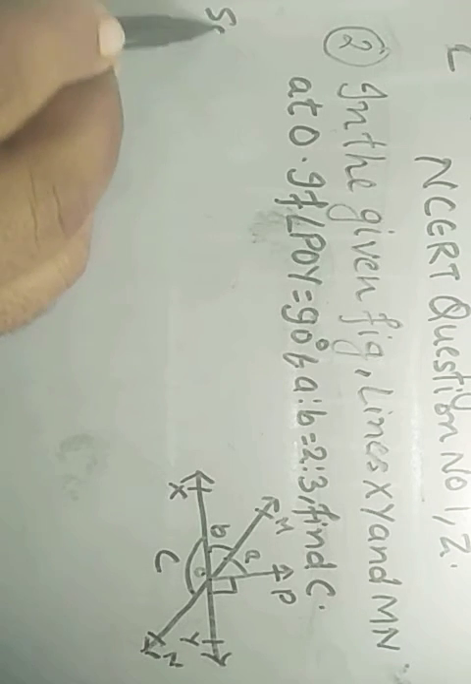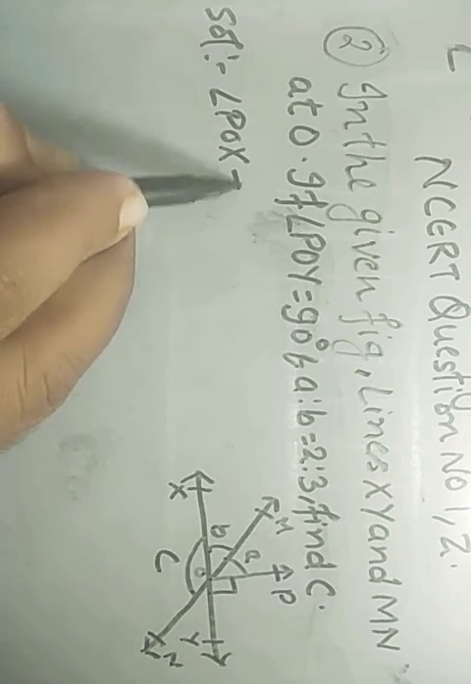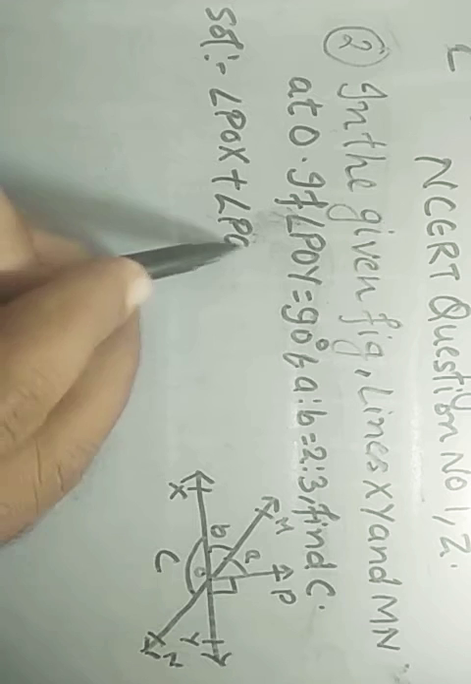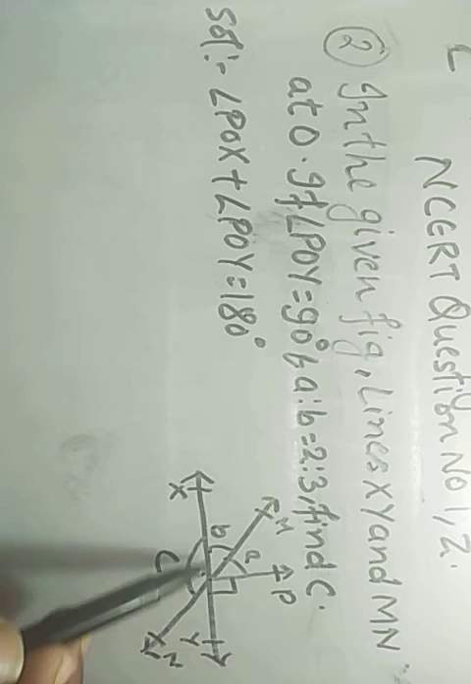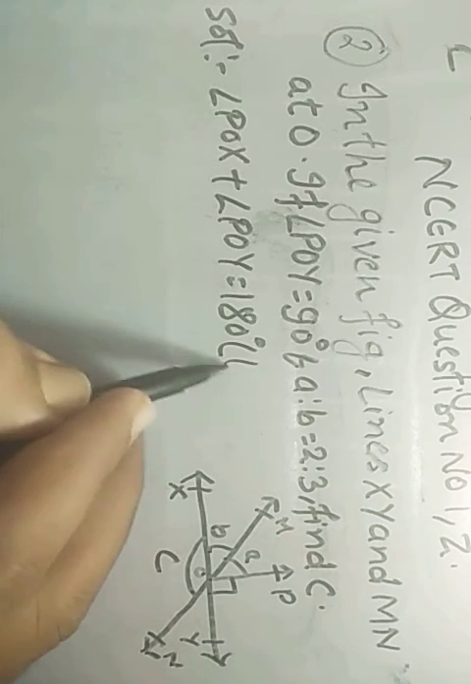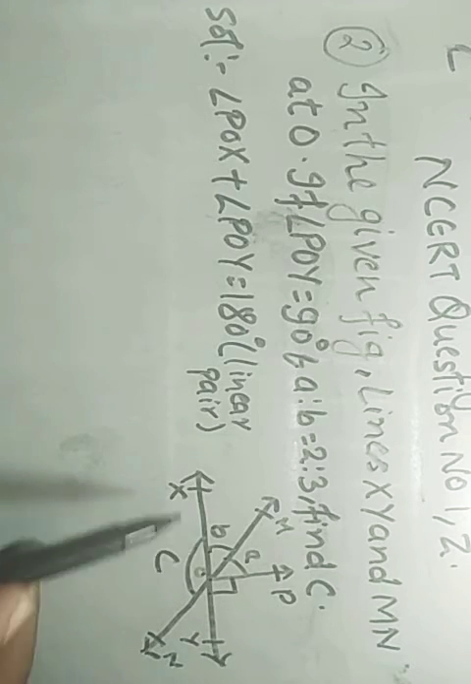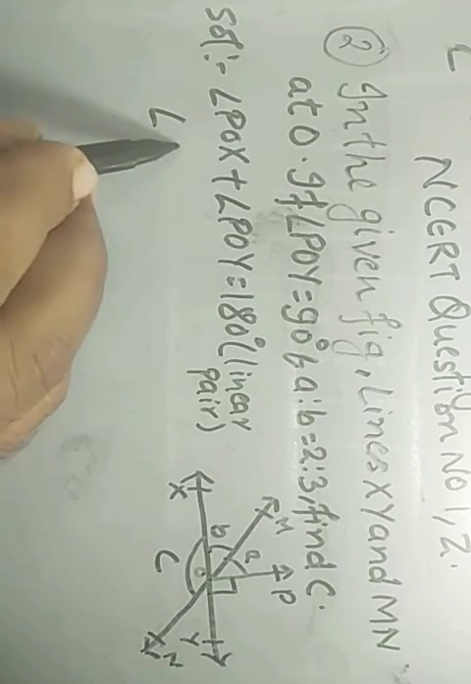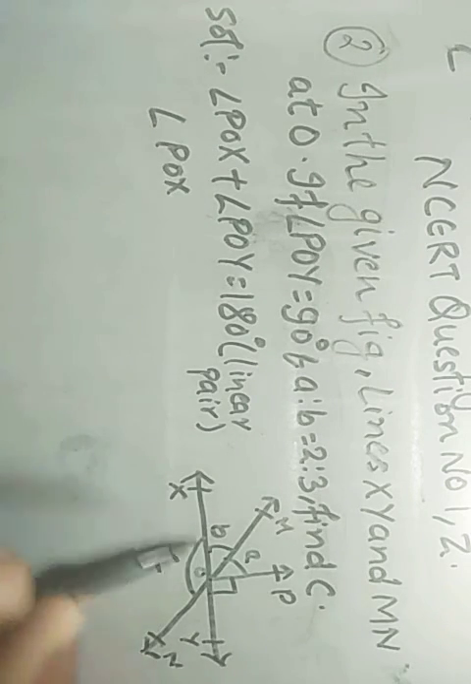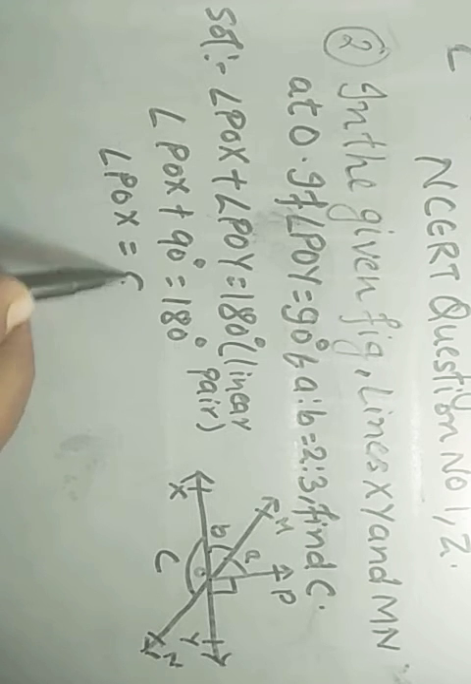So we can write in the solution angle POX plus angle POY is equal to 180 degrees. Why are they 180 degrees? Because they form a linear pair. So angle POX is equal to 180 minus angle POY, which is 90 degrees, and angle POX is equal to 90 degrees.